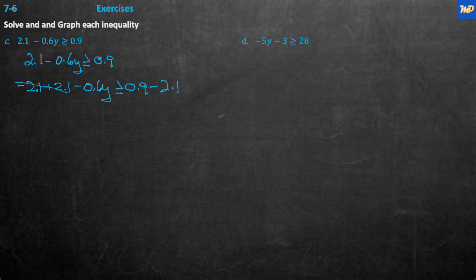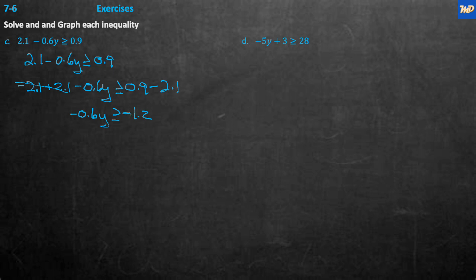So we're going to simplify this. The 2.1's disappear, so we have minus 0.6y is greater than or equal to 0.9 minus 2.1. And that equals minus 1.2, because we have a negative 2.1 and we're adding 0.9, so that brings us back up the line to negative 1.2.